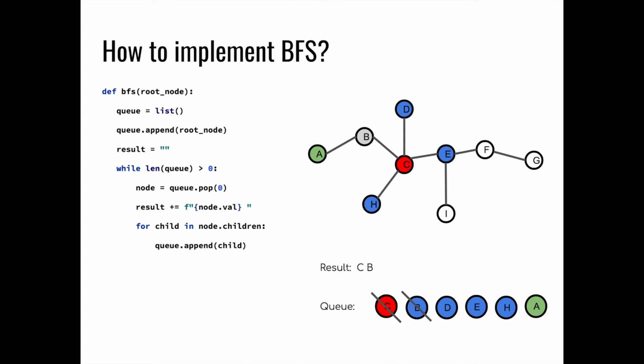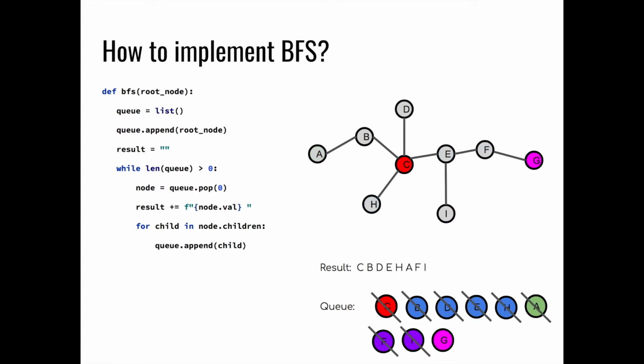And again, on the next stage, we remove node D, and it doesn't have children, so we skip it. And we'll continue the same iterations again and again. You can see we remove node E and add its children here. Also, we add nodes F and I, and so on and so on. So, what happens after that?